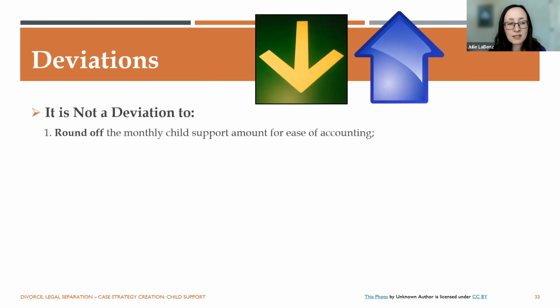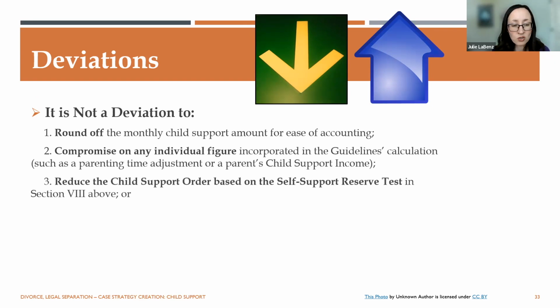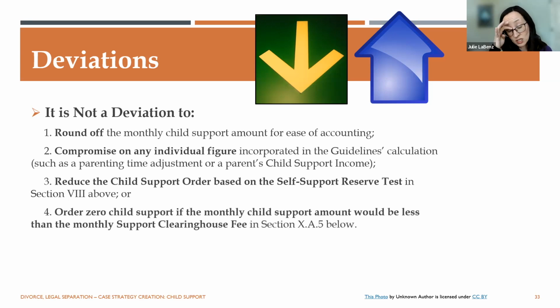And then keep in mind, it's not a deviation to round off the monthly child support amount for ease of accounting. It's not a deviation to compromise on any individual figure incorporated in the guidelines calculation, such as parenting time. It's not a deviation to reduce the child support order based on the self-reserve test. And then it's not a deviation to order 0 child support if the monthly child support amount would be less than $8. That's the current clearinghouse fee.